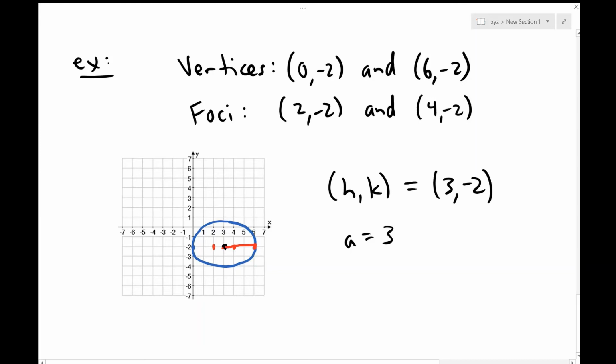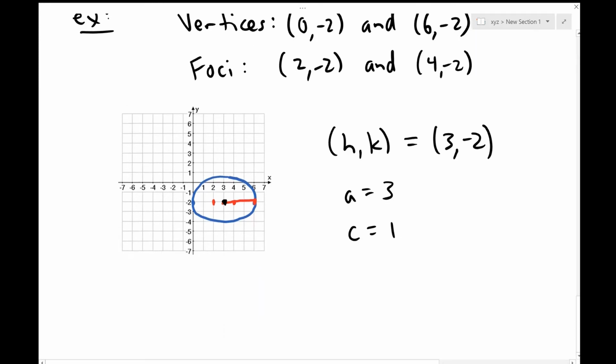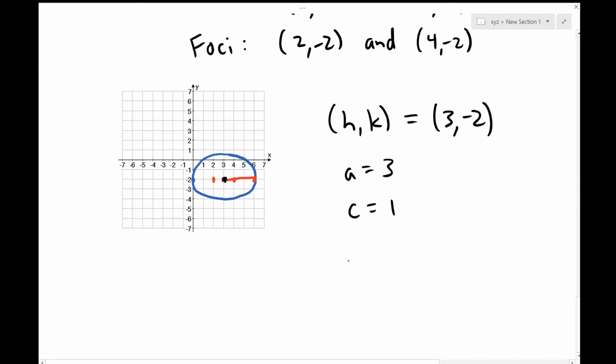You can see that it's just 3 units from the center to each vertex. Our c value, again, is the distance from the center to each focus. Well, each of the foci is just 1 unit away from the center. So that means that c will be equal to 1. And so, as with the last example, using the fact that c will be equal to the square root of a squared minus b squared, we can just plug these numbers in to figure out what b squared will be.